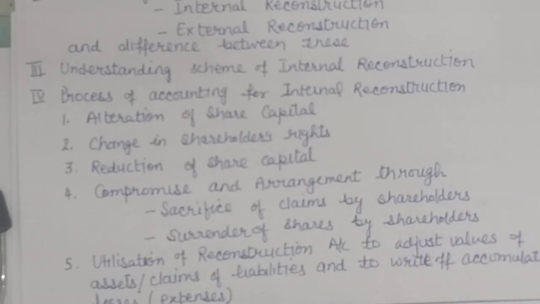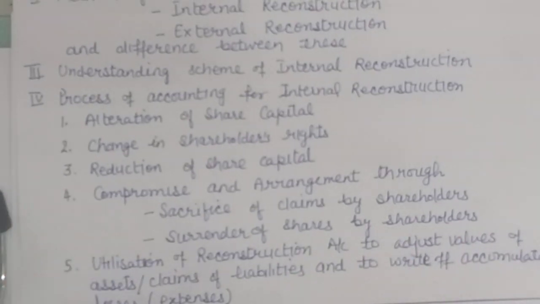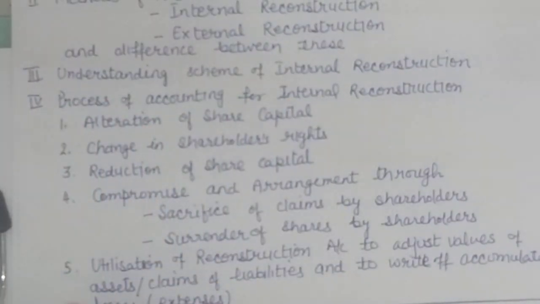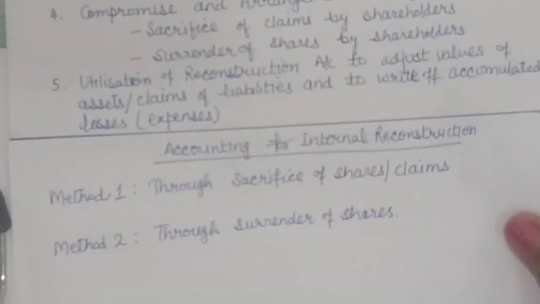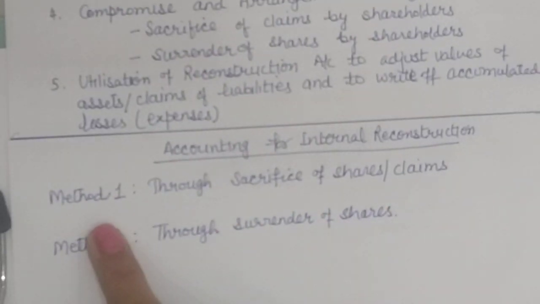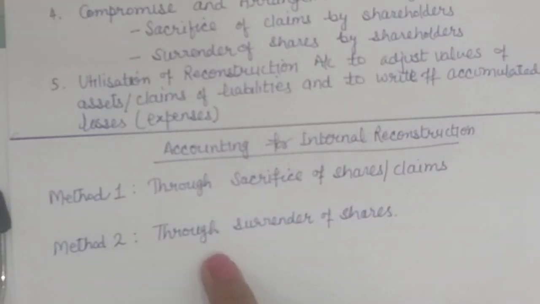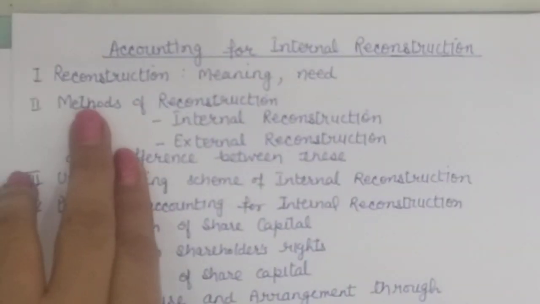Now, when we are accounting for internal reconstruction, it basically implies that in the process of accounting, we have 5 steps involved, whereas in the 4th step, we have 2 options available: sacrifice or surrender of shares. So, the accounting of internal reconstruction will be studied in 2 methods: through sacrifice of shares or claims, and secondly through surrender of shares by the shareholders. Now, taking up each of the topics one by one.